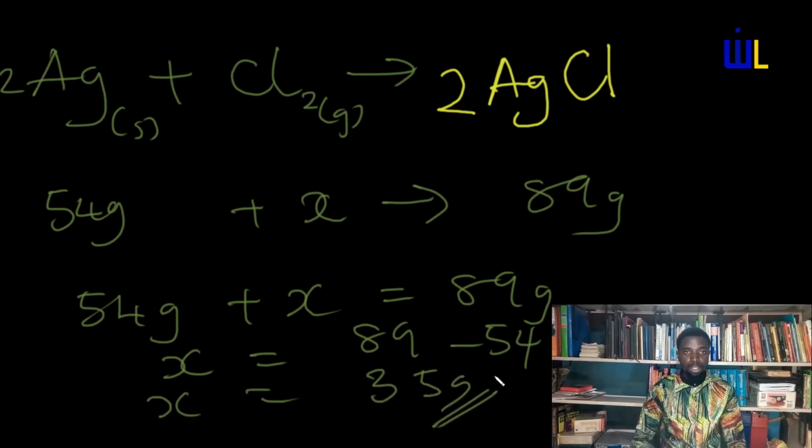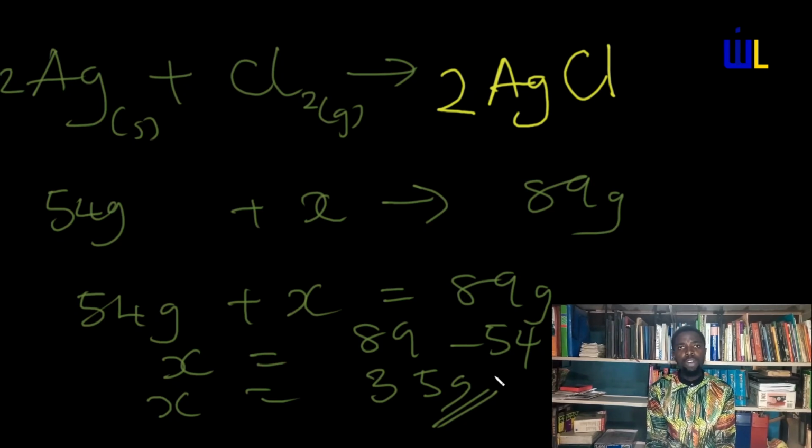So you have that. The mass of chlorine in this reaction should be 35 grams based on the law of conservation of matter. So the point is this: the total mass on the reactant side equals the total mass on the product side. With that explained, we go to the next concept, which is the concept of definite proportion.